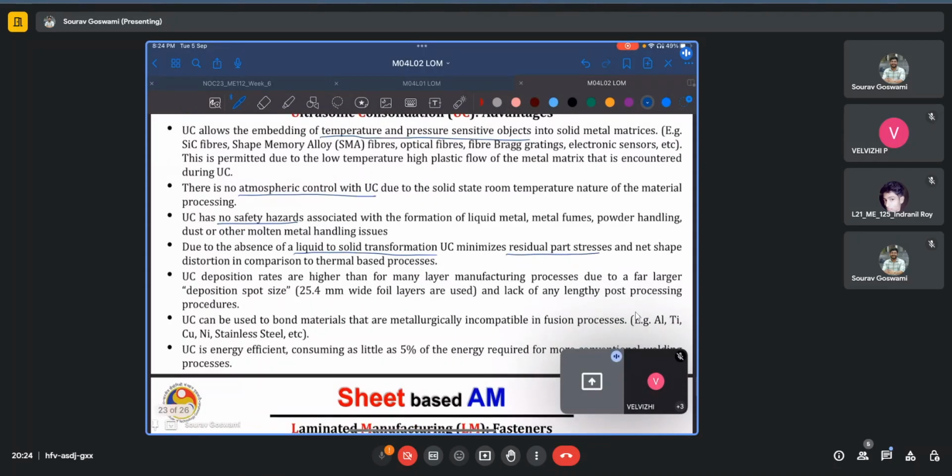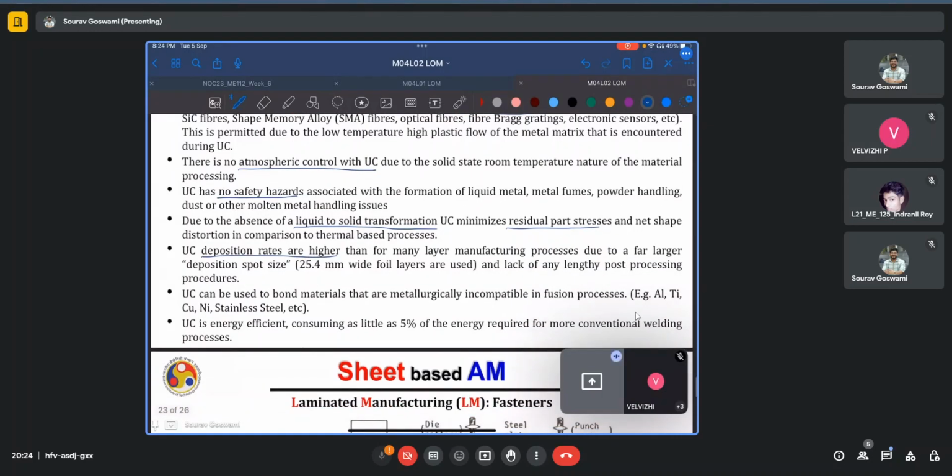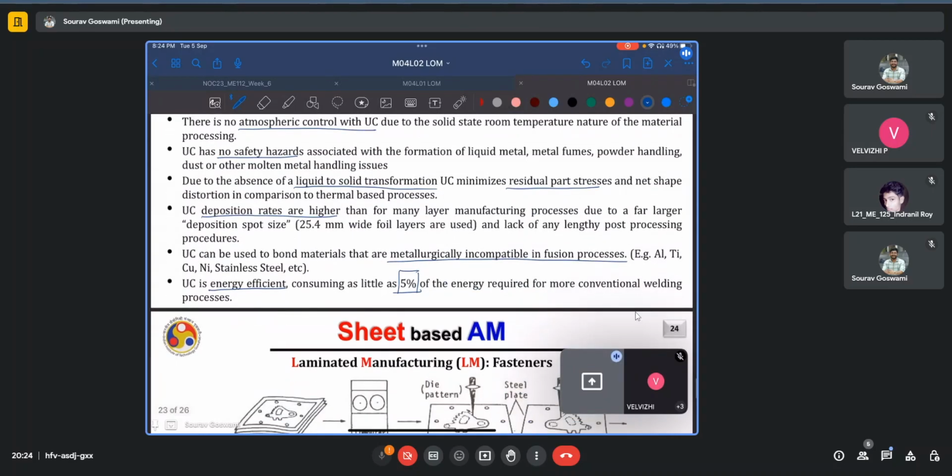Very high deposition rates, and it can also be used for bonding metallurgically incompatible materials without the formation of any intermetallics or any deleterious second phases as such. It is also highly energy efficient and consumes as little as 5% of the energy required for conventional welding.